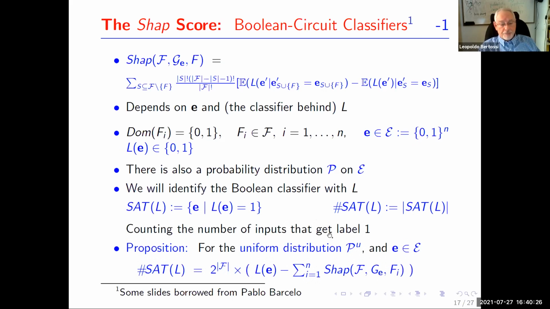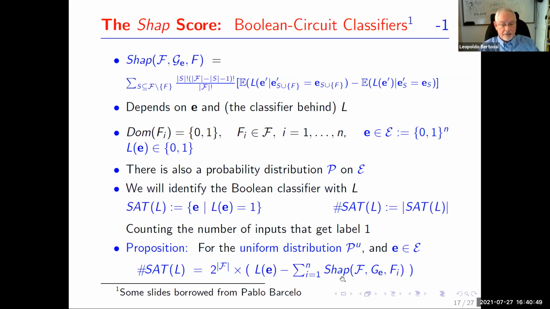The proposition, and all these propositions are lengthy computations. That can be found in the paper and even more in the extended version. I'm not going to do much except for the one that is crucial. So for the uniform distribution on this space, we get that sharp SAT L takes this expression. What does it mean?